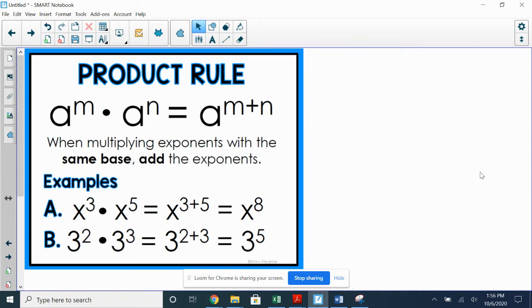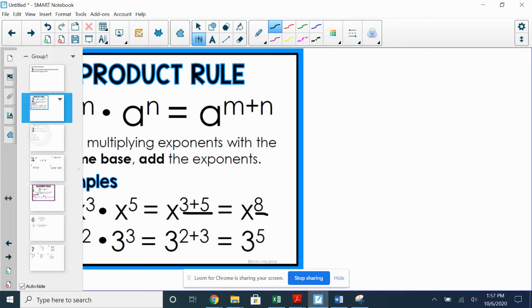So let's look at the examples they give us. If you look at the first one, you have x to the power of 3 times x to the power of 5, which would give you x to the power of 3 plus 5. And 3 plus 5 is 8. Same thing, you have 3 to the power of 2 times 3 to the power of 3. You have a matching base of 3. So it's going to be 3 to the power of that first exponent 2 plus that second exponent 3, and 2 plus 3 is 5.